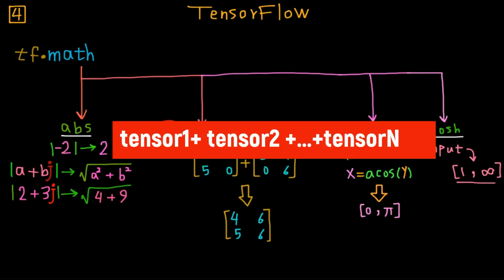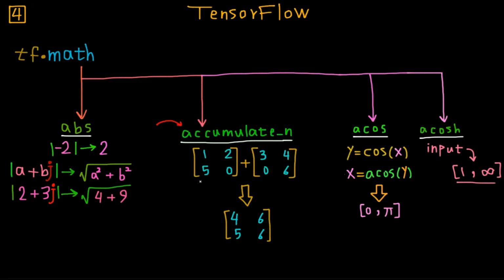Now let's go to accumulate n function. This function returns the element-wise sum of a list of tensors. Let's say we have 2 tensors. Here is the first one and the second one, and we will apply accumulate n function on these 2 tensors. Now let's compute the result. 1 plus 3, the result equals 4, and 2 plus 4, the result equals 6, and 5 plus 0, the result equals 5, and 0 plus 6, the result equals 6.